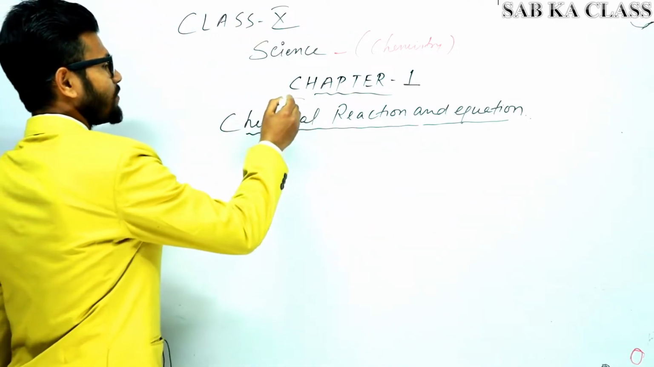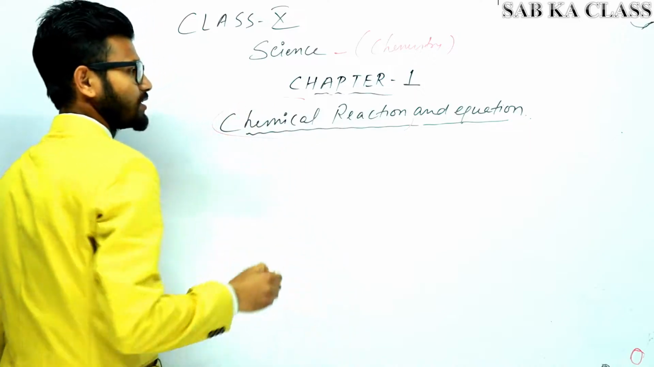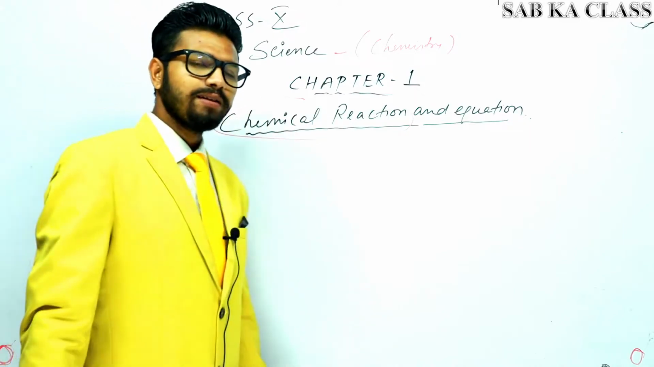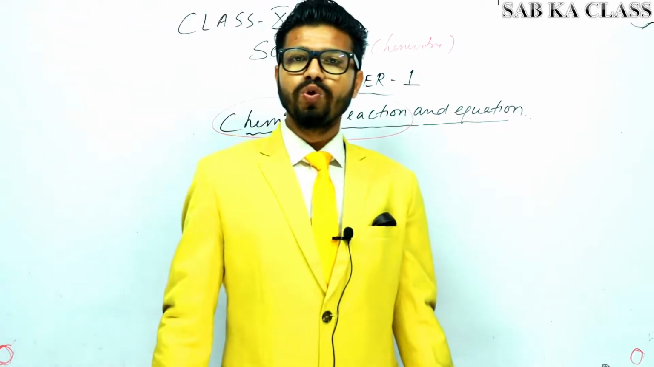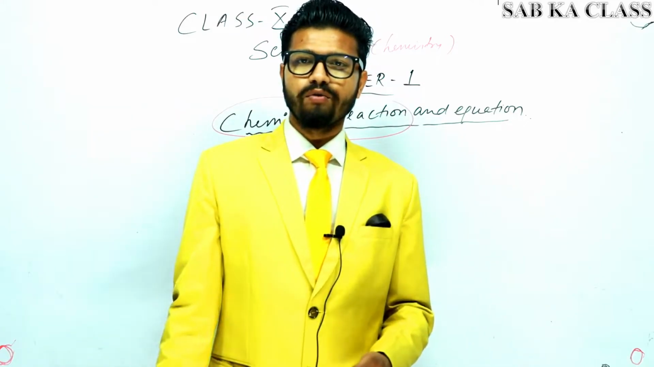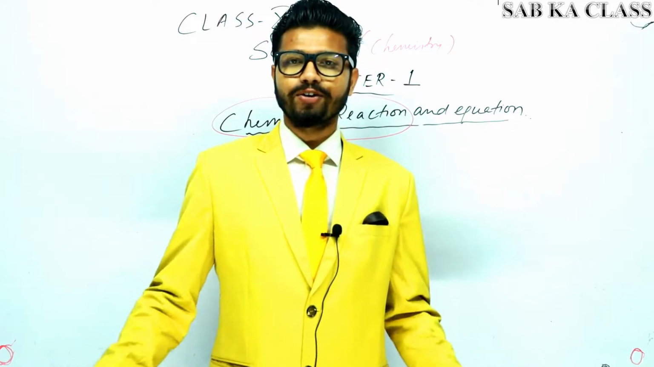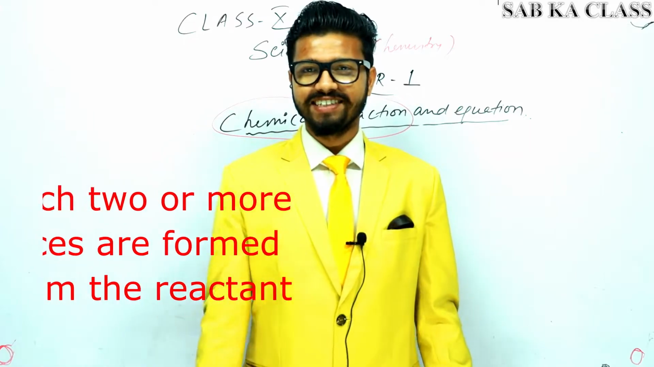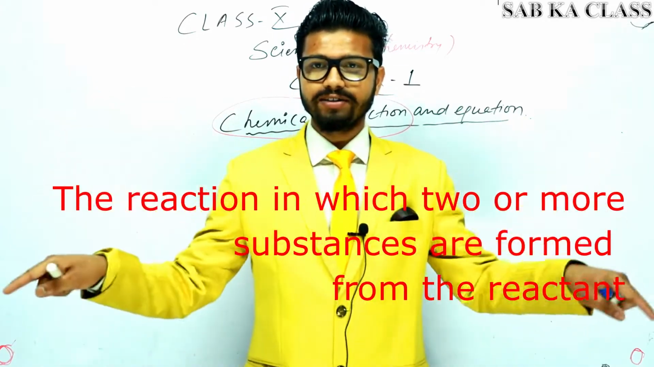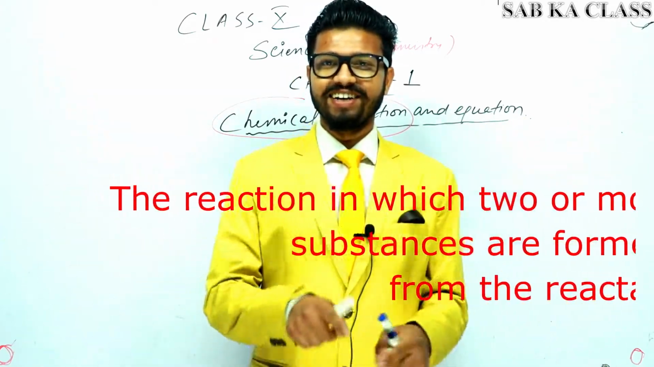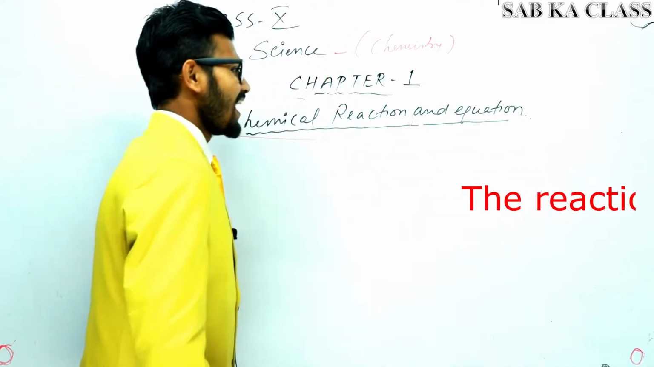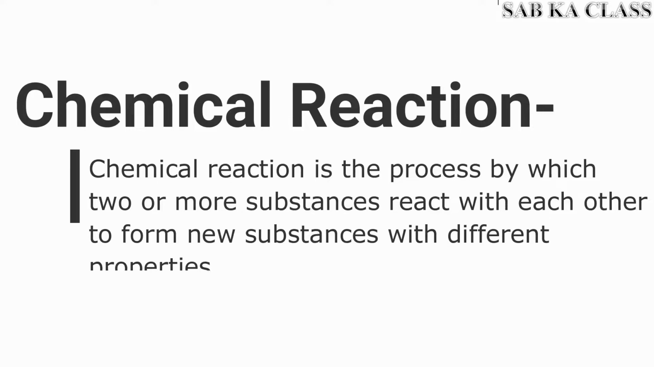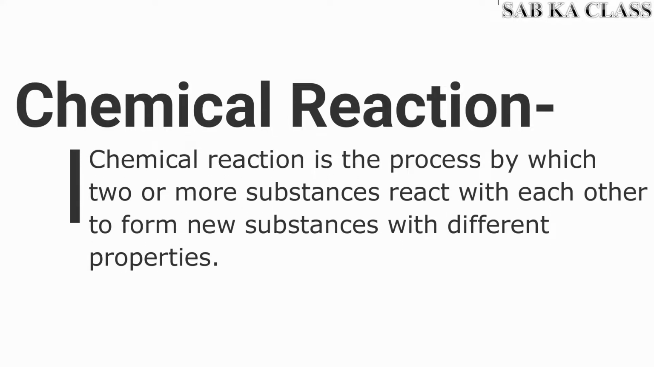Firstly, we're going to study the chemical reaction. I already gave an example: the reaction in which two or more new substances are formed from the reactants is called a chemical change. Here is another definition of a chemical reaction: a chemical reaction is the process by which two or more substances react with each other to form new substances with different properties.